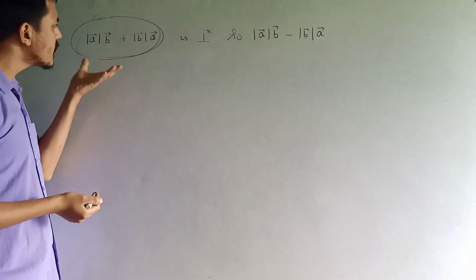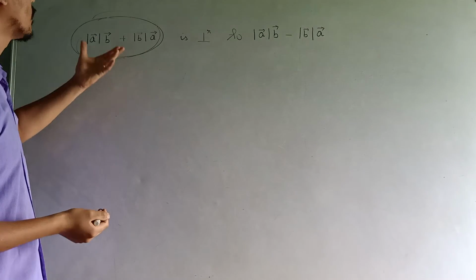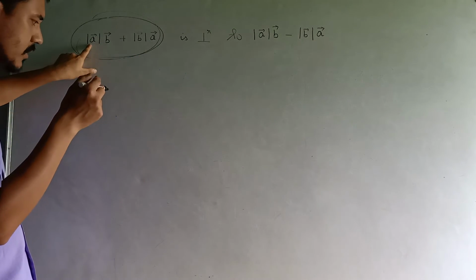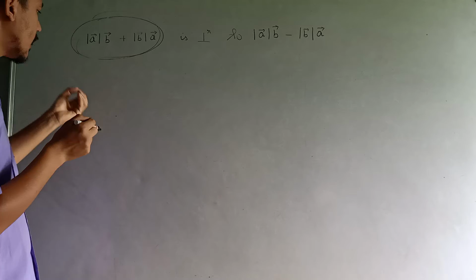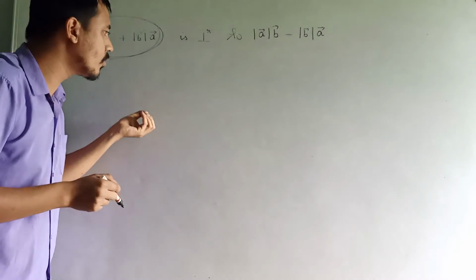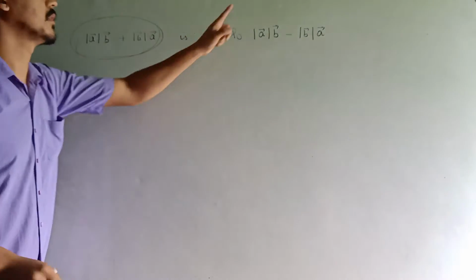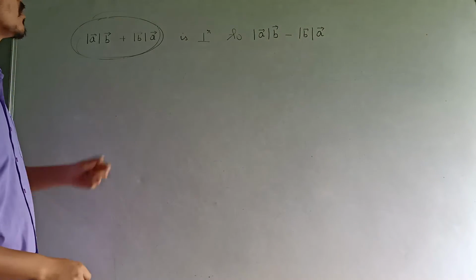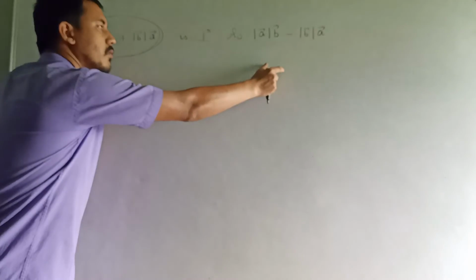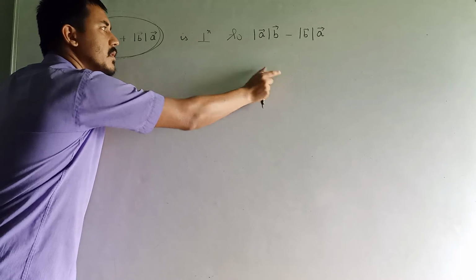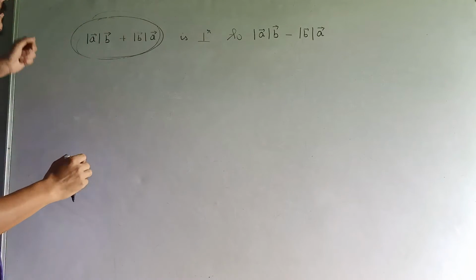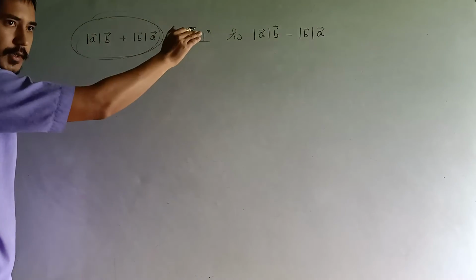You need to check whether this is going to give us a magnitude or a vector. Magnitude of A means scalar. Any scalar into a vector will be a vector only, right? So this whole is a vector. These two vectors, you want to prove that they are perpendicular, which means their dot product will be 0. So let's find out their dot product.